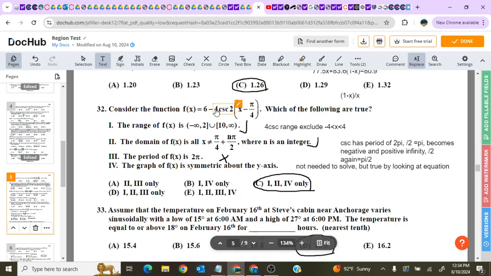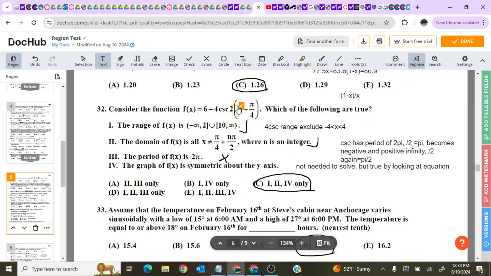So, number 1 is correct. And then number 2, the domain of f of x is all x not equal to pi over 4 plus n pi over 2. There are multiple ways you can figure this out. You can put this equation into y1, which you should have done already, hopefully, and analyze it, plug in some points like that, and you'll see that's true.